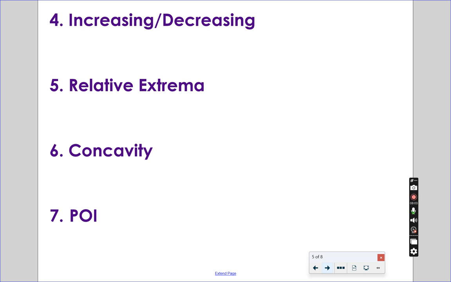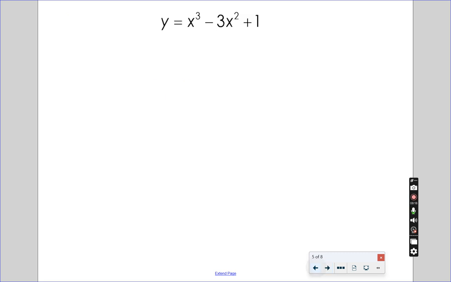Okay, I'm going to need this space in a second. These are the next 4 things we're going to do. Increase, decrease, relative extrema, concavity, point of inflection. All of this we're going to use calculus for. The first 2, we're going to use the first derivative. The second 2, we're going to use the second derivative and create our sign lines. All right, so I'm going to go back because I need some space to work here.